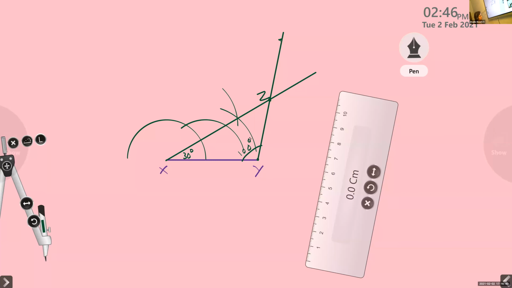Understood? This is a simple way. At least one angle you have to do with the compass; this is compass construction. Whatever angle you have studied, you have to draw with compass: 30 degree, 90 degree, 60 degree, 120 degree. So just draw the baseline, take each angle on both sides, draw the ray, and wherever they meet, that will be the third point. Is it clear?